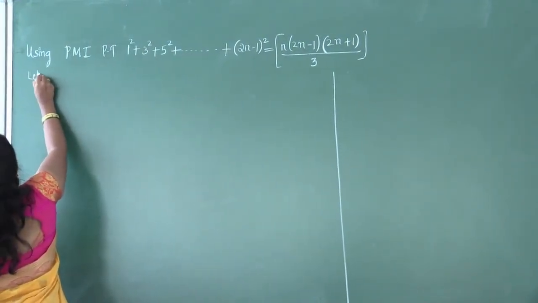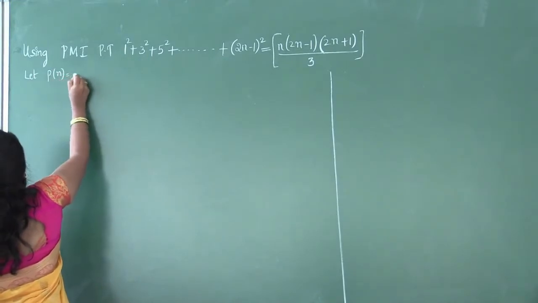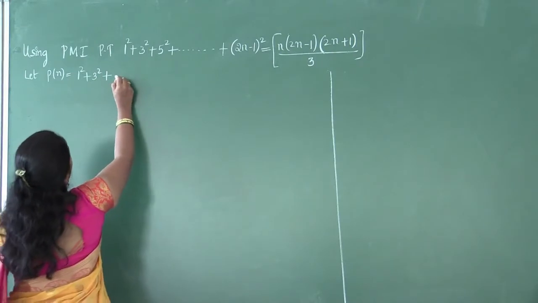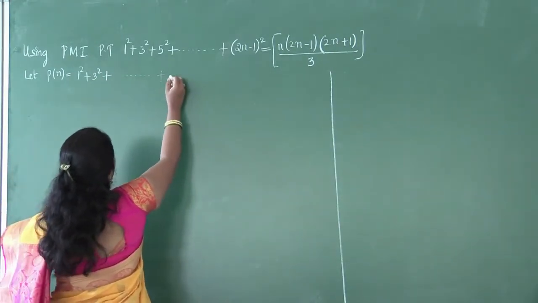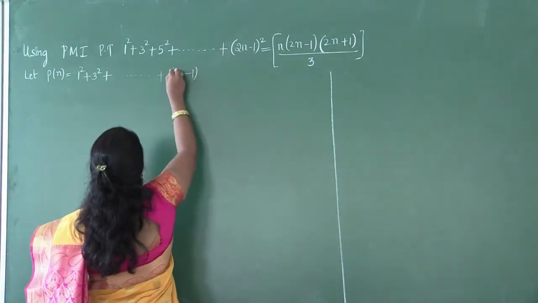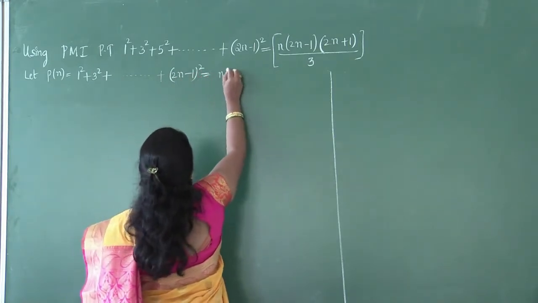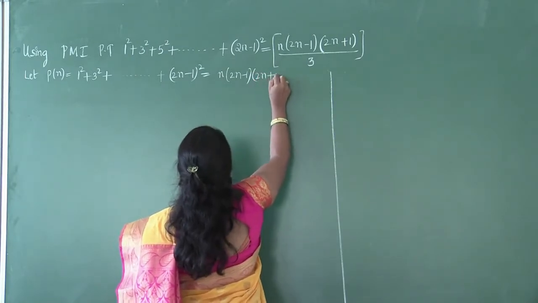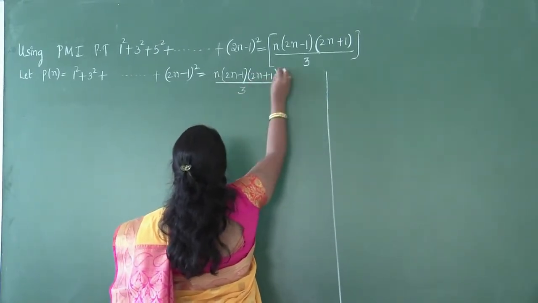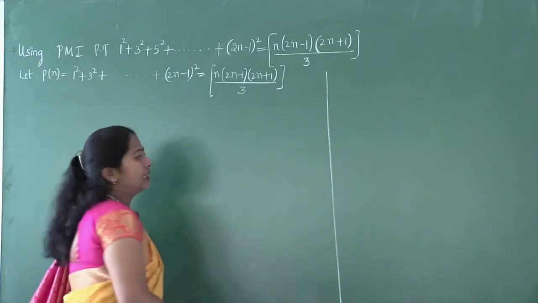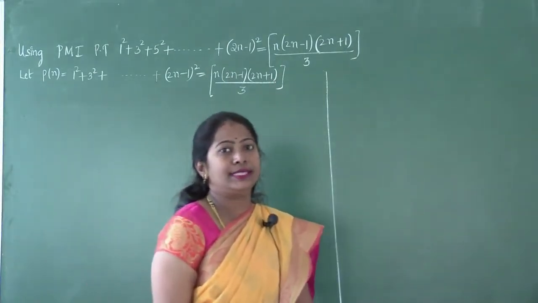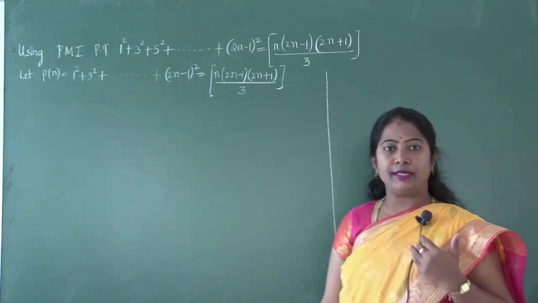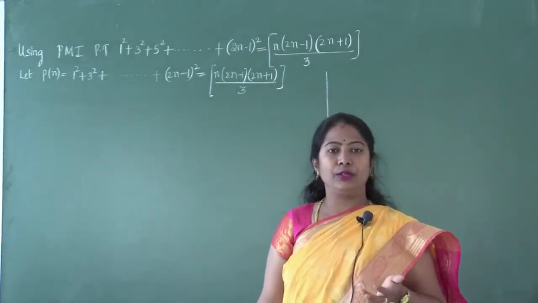Let P of n be 1 square plus 3 square plus 5 square etc plus 2n minus 1 whole square is equal to n into 2n minus 1 into 2n plus 1 complete thing divided by 3. This is P of n. Now what is the next step? We shall assume that the given statement is true for n equal to 1.